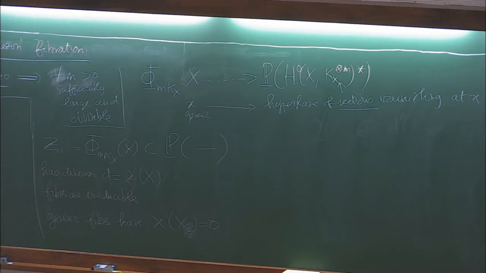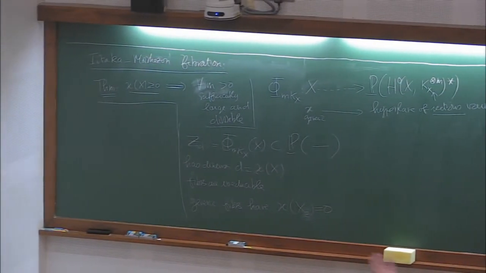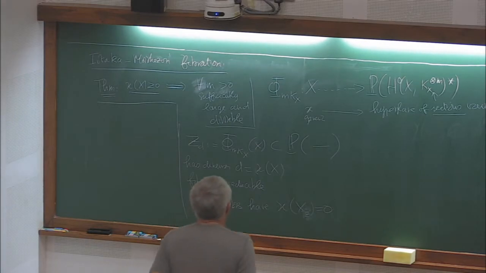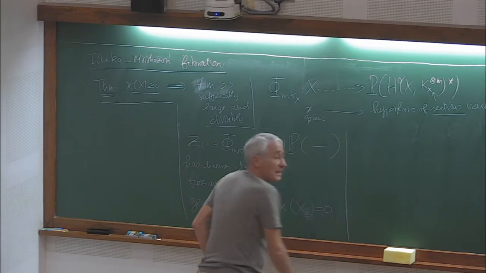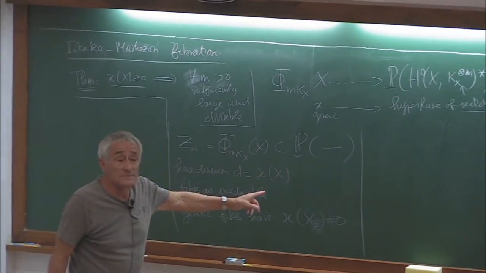Can you? What is the question? Oh, it's only a rational map, right? It's a rational map. Can you take the closure of the image? Yes, this is the closure of the image. Yes, if you take the graph and you take the image of the graph. And so you have these properties.